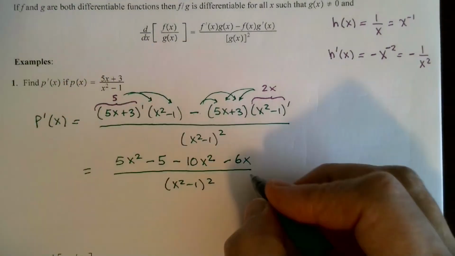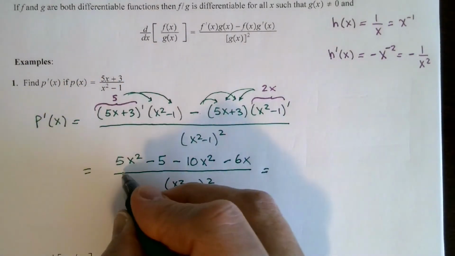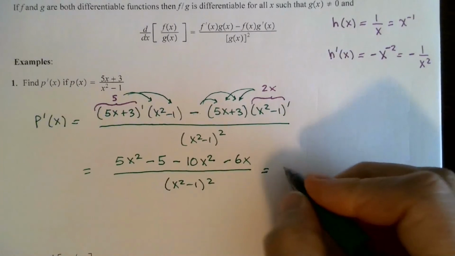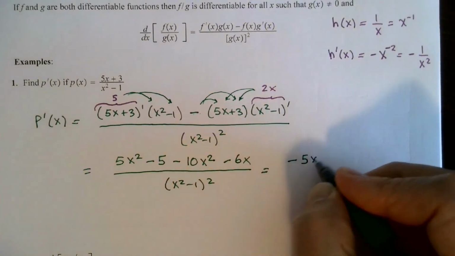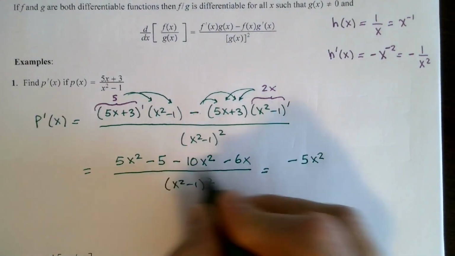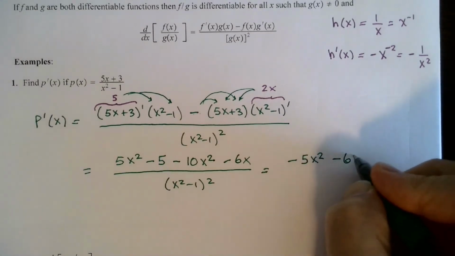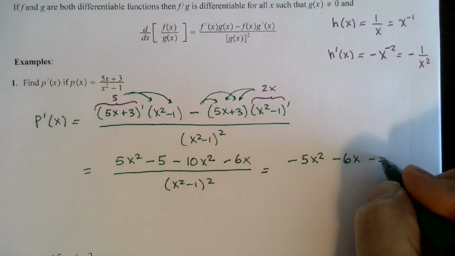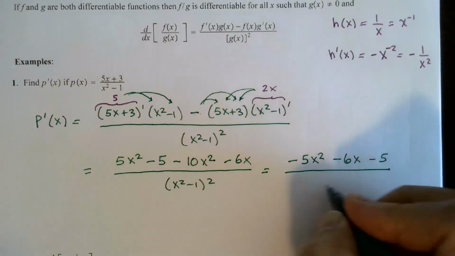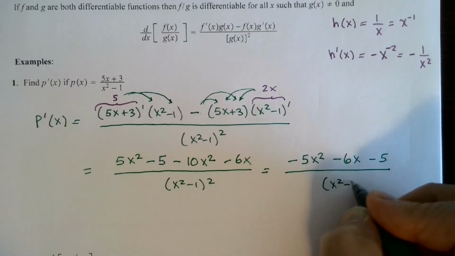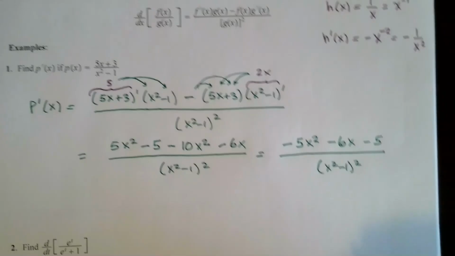And then I can combine like terms. 5x squared minus 10x squared is negative 5x squared. Minus 6x minus 5 if I want to put it in descending order. Okay, and there's the answer.